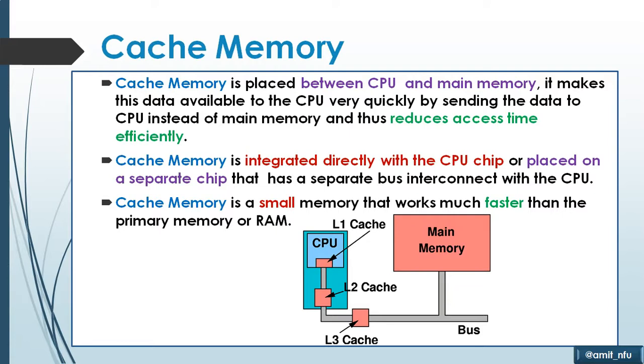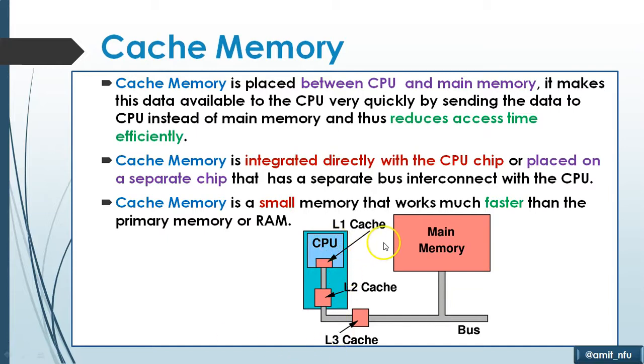Now we'll talk about an important type of memory, which is cache memory. Cache memory is placed between the CPU and the main memory, and it makes data available to the CPU very quickly by sending the data to the CPU instead of main memory, and thus reduces the access time. It also increases the overall performance of the computer system.